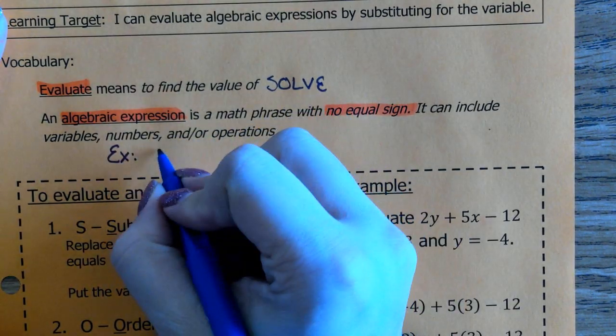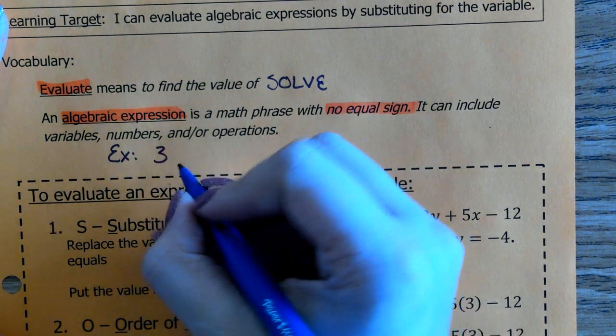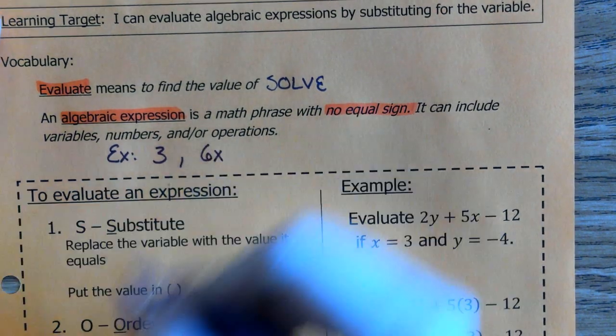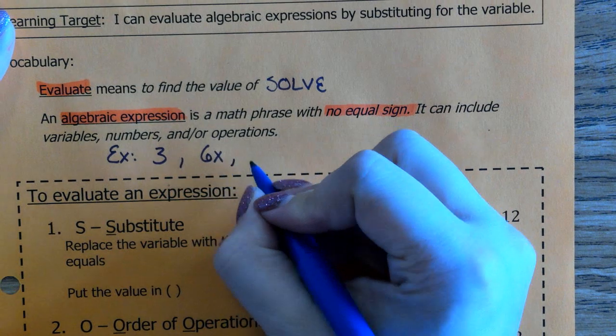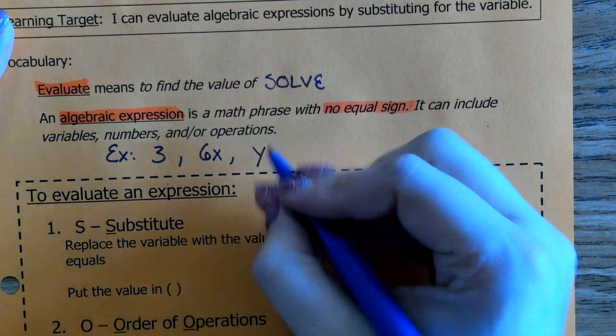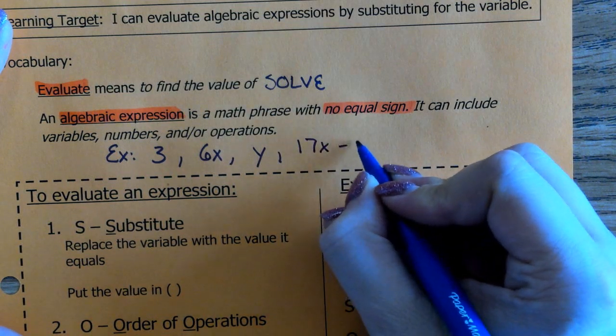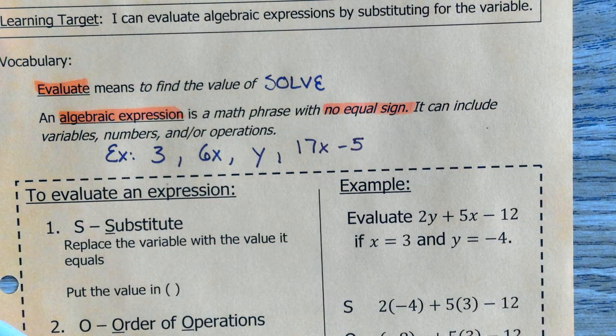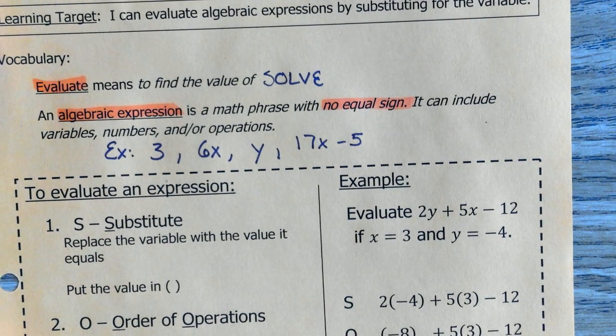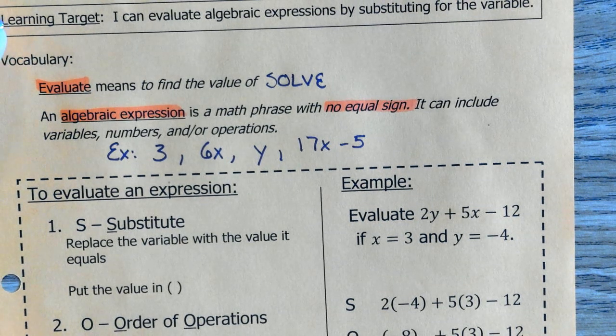An example of an expression could be the number 3. It could be 6x. It could be y, just another variable. Or it could be 17x minus 5. Any of those are expressions. So an expression is an algebraic phrase, a math phrase, with no equal sign. So not an equation, that's the difference. Equation, equal sign. You kind of hear that equal in the word equation.